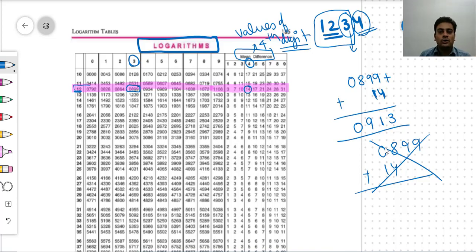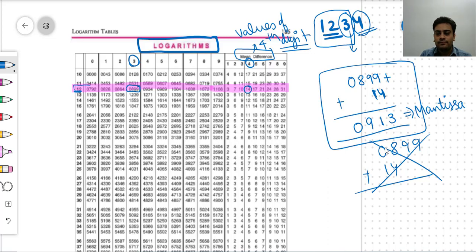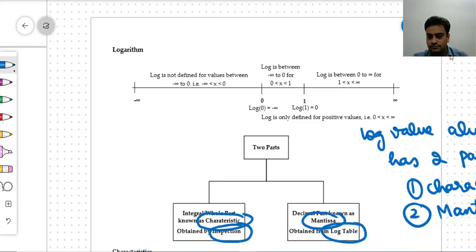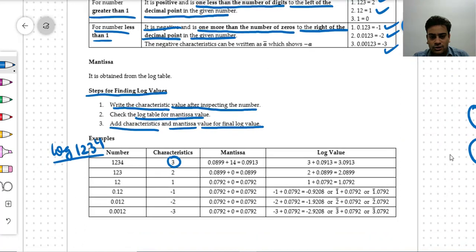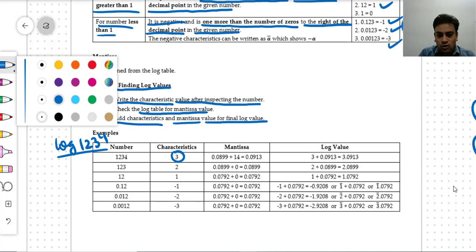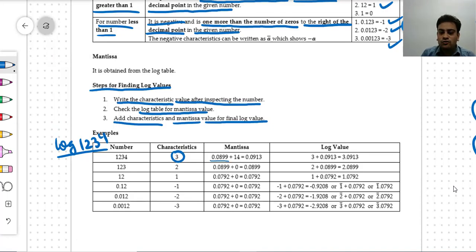Is this clear? So how you need to add the mean difference value? This is the process. This is basically your value of Mantisa. So now in this case my value of Mantisa is 0913. Clear? So we now go back to our example. Here I have written everything in detail: your Mantisa value is basically 0.0899 plus 14, because your Mantisa value will always be a decimal, so you can simply put it in decimal form also, right? And it equals 0.0913, right?